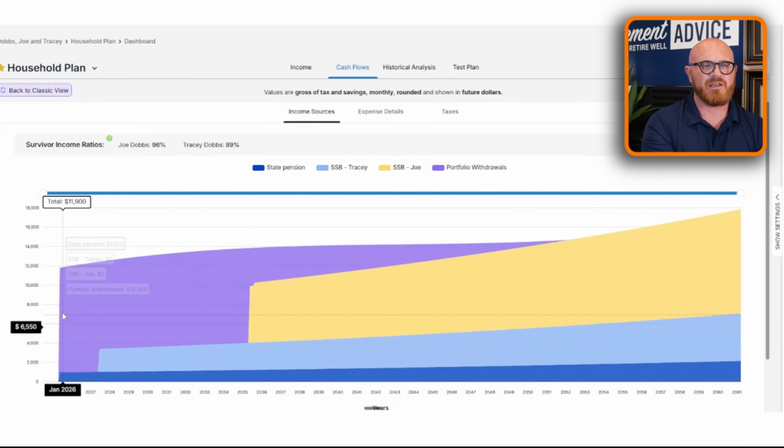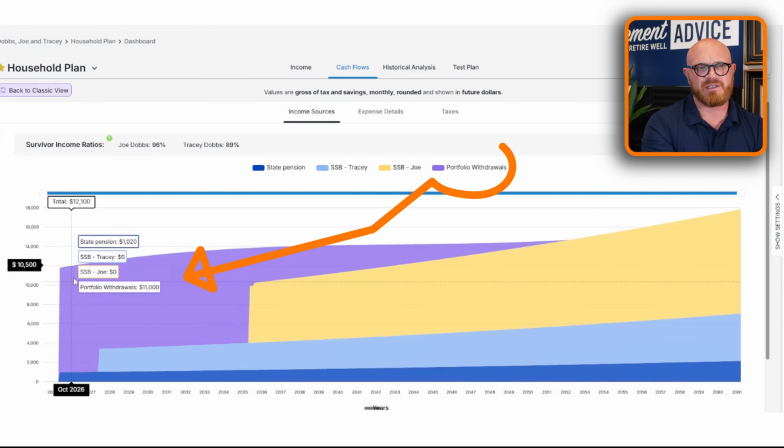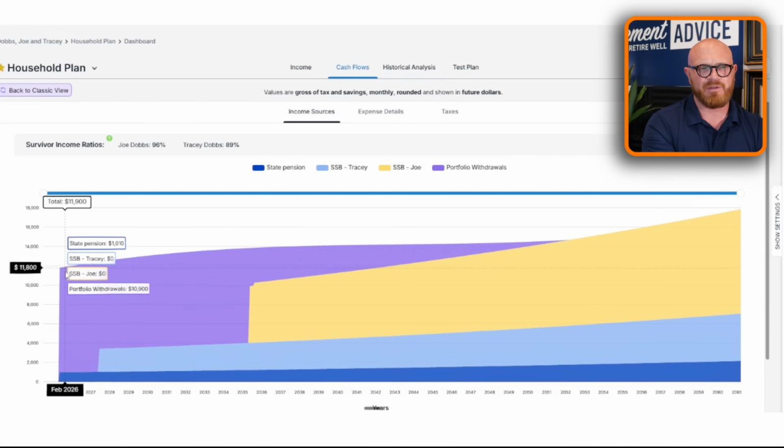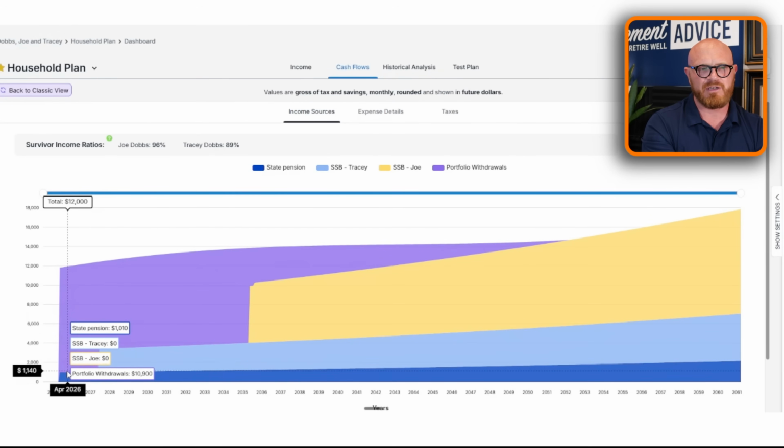So you can see in the beginning of their retirement, this purple here represents money coming out of the portfolio. And you can see that not all of that is coming from the portfolio. Of the $11,500 a month, most of that is coming from the portfolio, but they do have a small pension of about $1,000 a month that they'll be receiving.